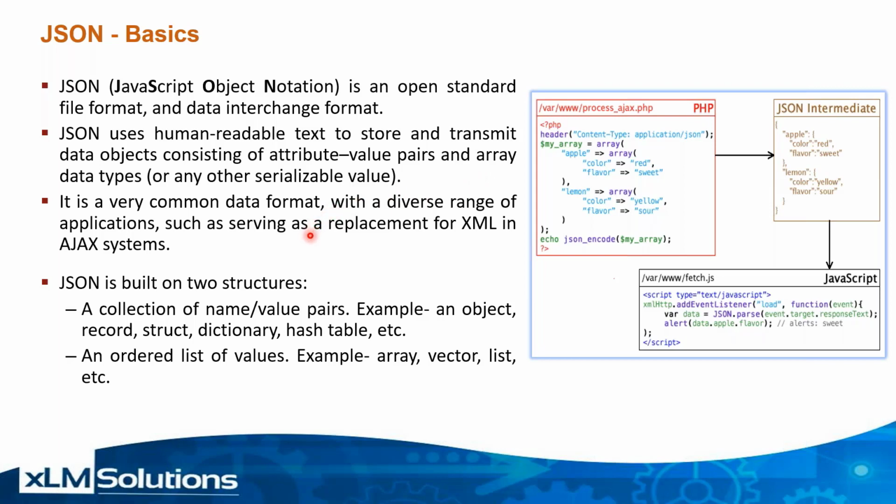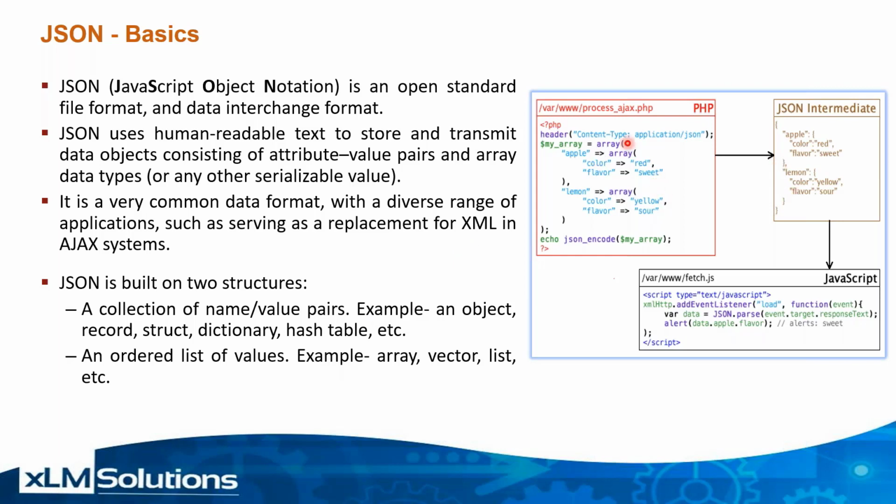It is also a very common data exchange format in a diverse range of applications, and it is coming up as an updated version or a replacement to XML and AJAX systems. JSON is built on two structures: a collection of name-value pairs, for example an object, a record, a struct, a dictionary, a hash table, etc., or arrays, vectors, or lists, which are a kind of ordered list.